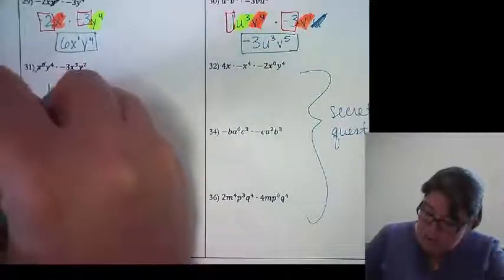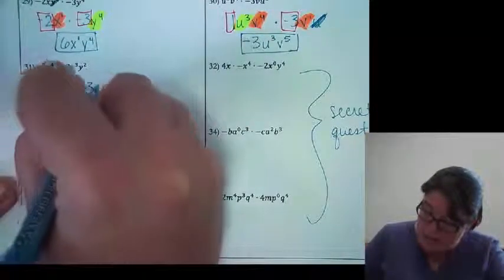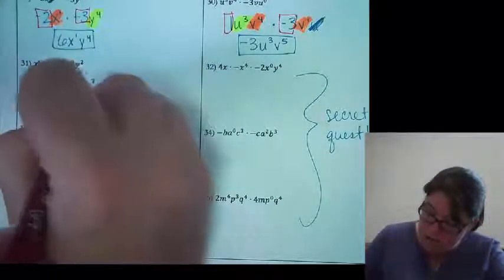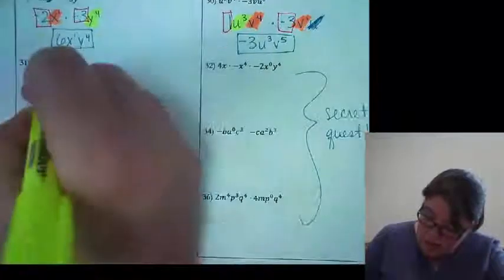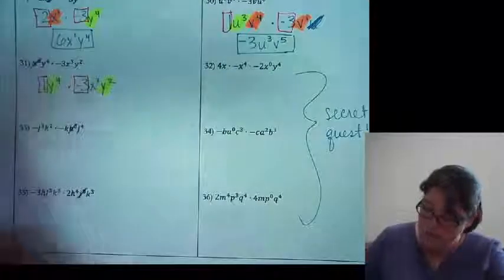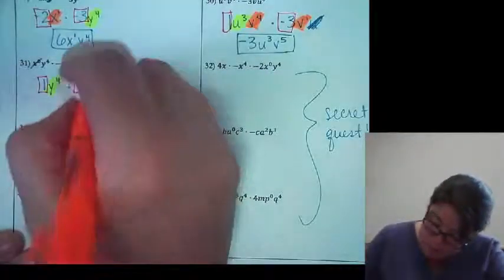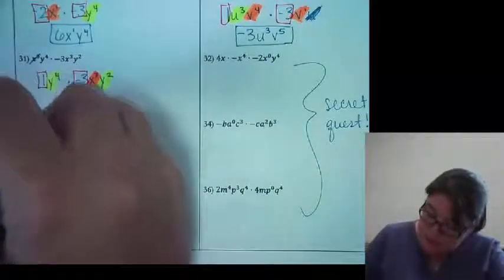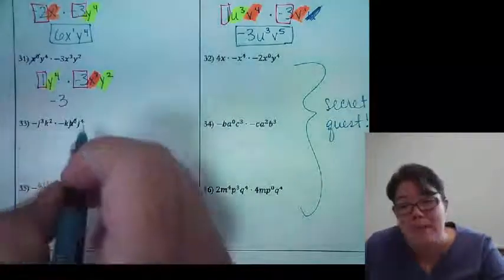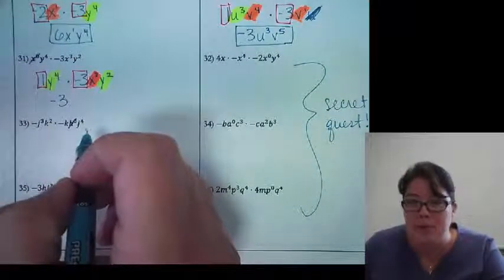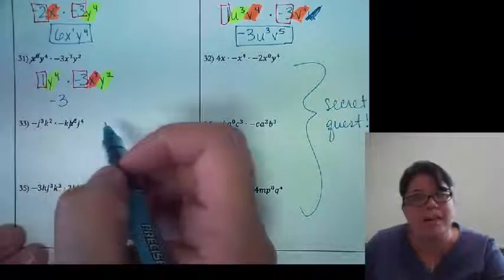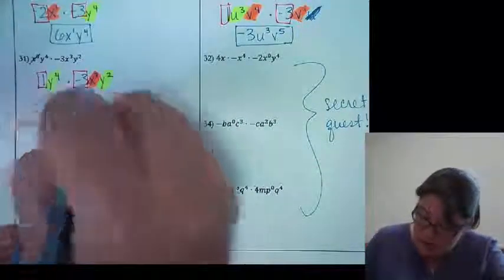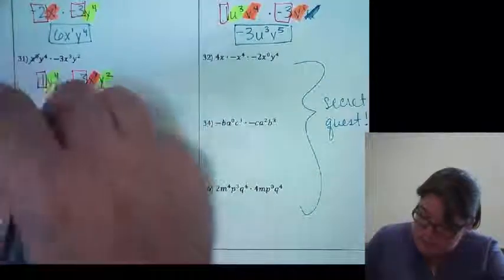Coefficient, base, exponent. Coefficient, base, exponent, base, exponent. Box them and highlight them in lots of colors. Okay, multiply coefficients. 1 times -3 is -3. Now, when you have multiple bases, try to put them in alphabetical order. That's just kind of like proper etiquette with math. So we're going to go x first, and then y. 4 and 2 make the exponent 6.